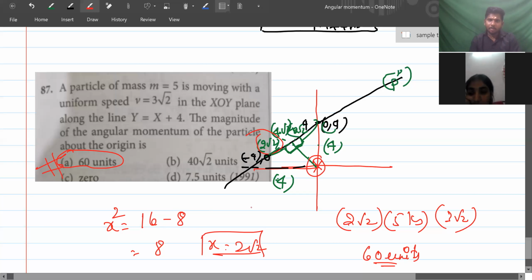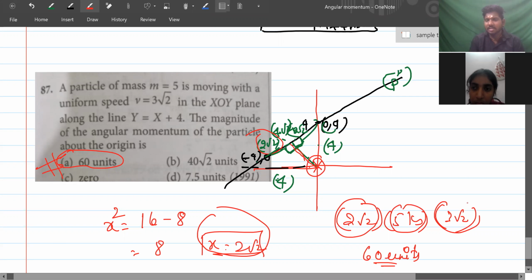Yes, sir. The hypotenuse will be 4, and 2 root 2 will be one of the sides. We need to find the other side, and if we find it, we get the perpendicular distance as 2 root 2. Then r into m is 5 kg into velocity 3 root 2, that's the speed. We'll get 60 units as the answer.